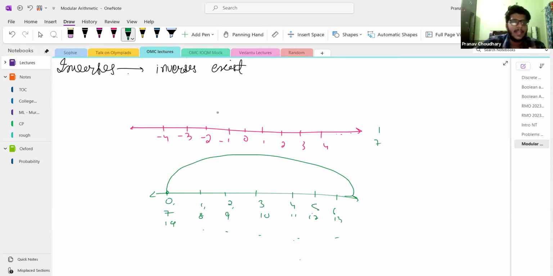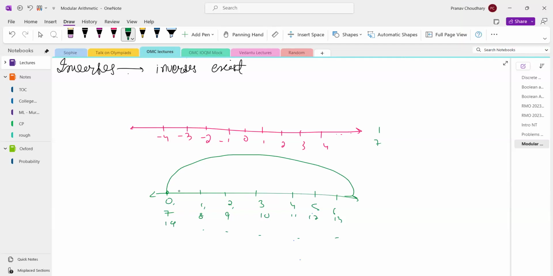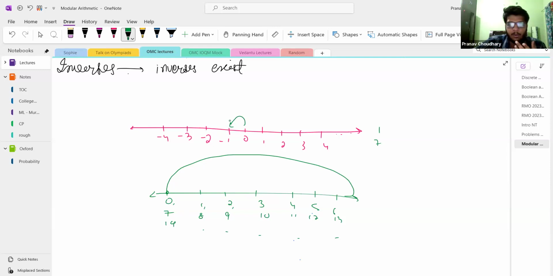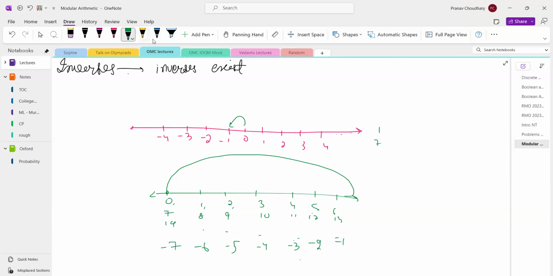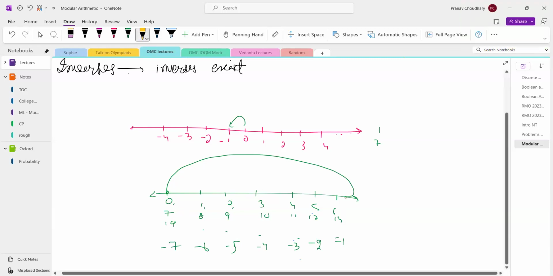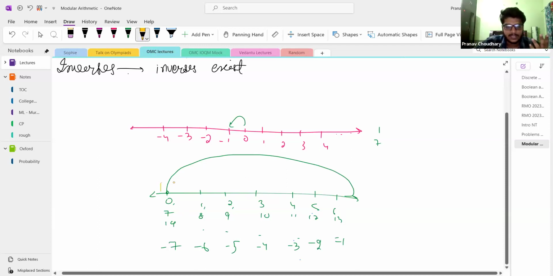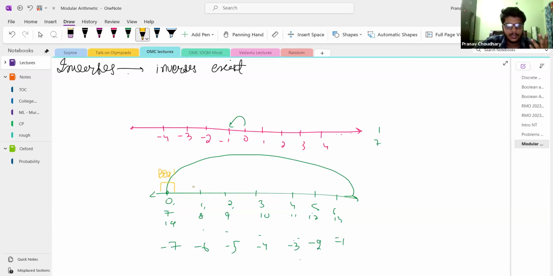But the number line had negative integers as well, right? So where do we place that? If I go one step back from 0, I go to minus 1. One step back will be to 6. So I can put minus 1 here, minus 2 here, minus 3, minus 4, minus 5, minus 6, minus 7. I can basically think of these 7 places as boxes. This is box 0, box 1, box 2, box 3, box 4, box 5, and box 6. Since we started from 0, there are 7 boxes.